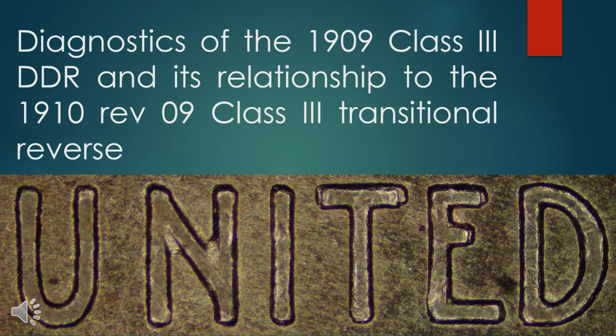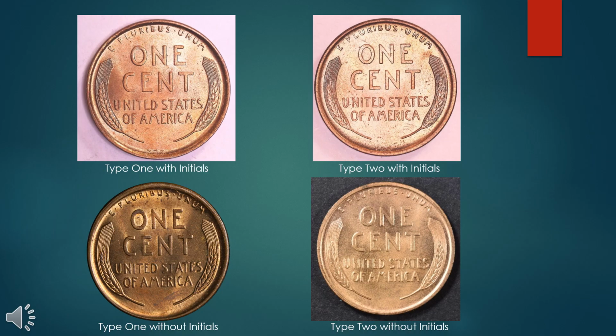In today's video, we will cover the diagnostic of the 1909 Class III DDR. This diagnostic is also used in attributing the 1910 reverse of 1909 Class III DDR discovered in March of 2023. Here we see the four reverses for the 1909 Lincoln wheat cent. Type 1 and Type 2 with the initials, and Type 1 and Type 2 without the initials.